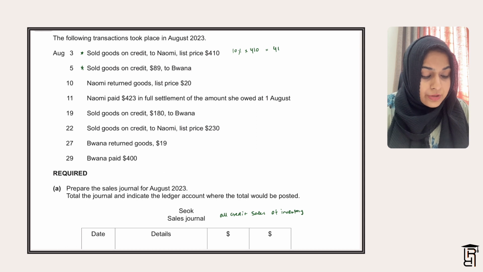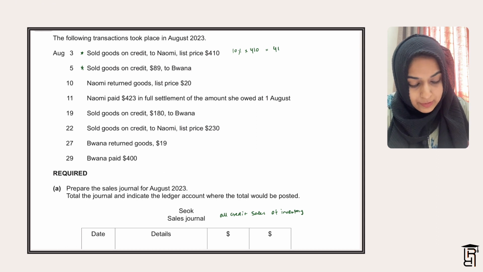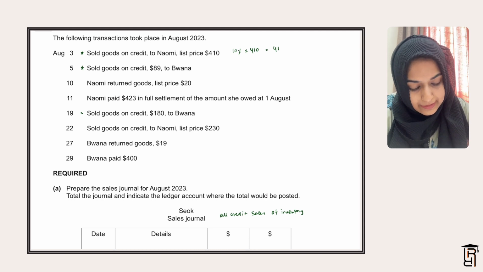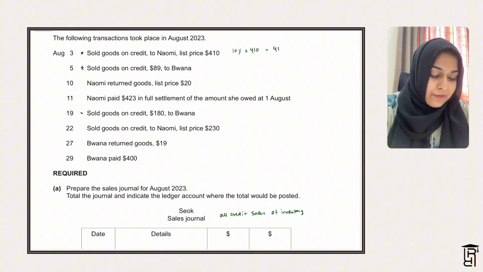They are saying sold goods on credit 180 to Bhavana. This will come in the sales journal. Then they are saying sold goods on credit to Naomi, list price 230. This will also come in the sales journal. Then they're saying Bhavana returned goods 19. This will go in the sales returns journal.